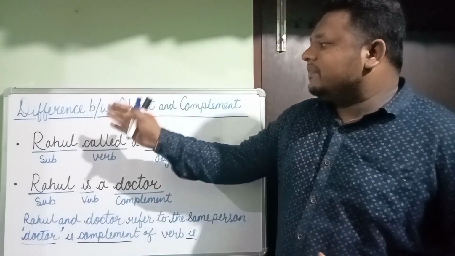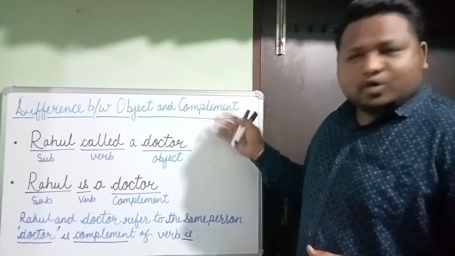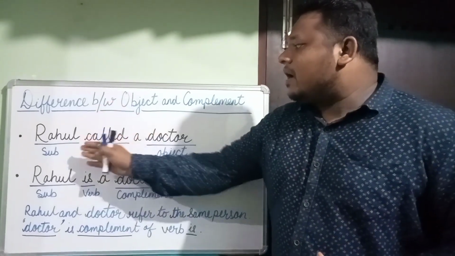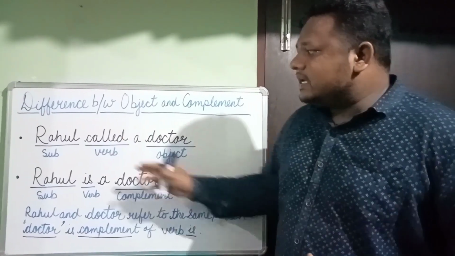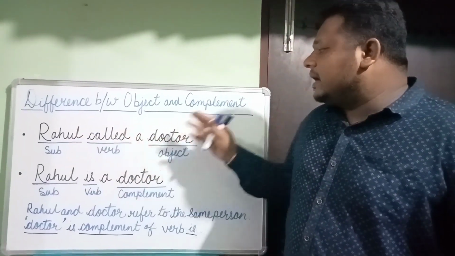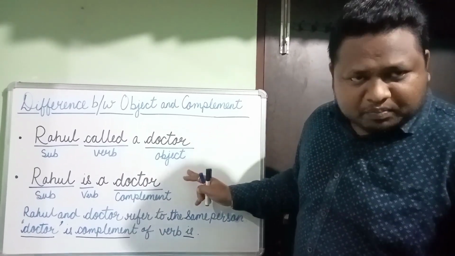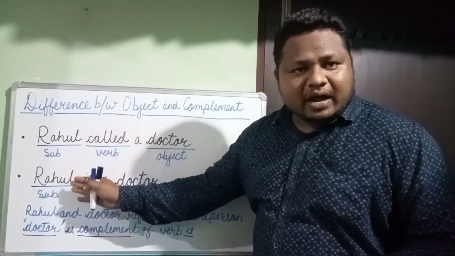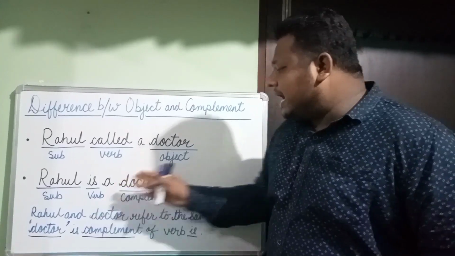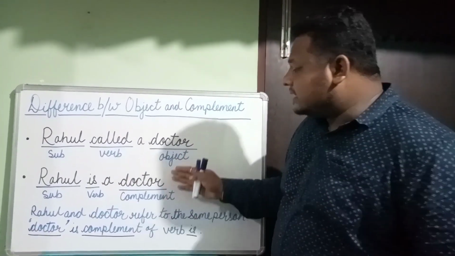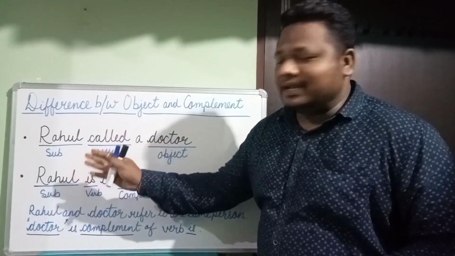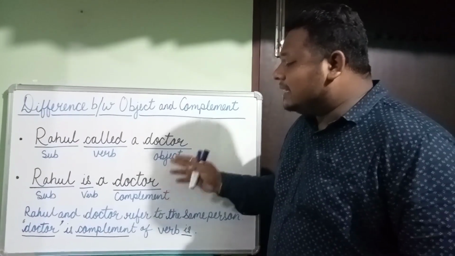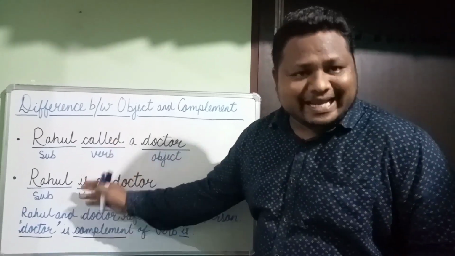Now let us see the difference between objects and complement. Let us understand it with the help of an example. For example, Rahul called a doctor. In this sentence, Rahul is the subject, called is the verb, and doctor is the object. Now let us see this example. Rahul is a doctor. Here, Rahul is the subject, is is our verb, and doctor. Here, the difference is doctor refers to Rahul. Rahul and doctor are the same person. So here, doctor will be the complement of the verb is.